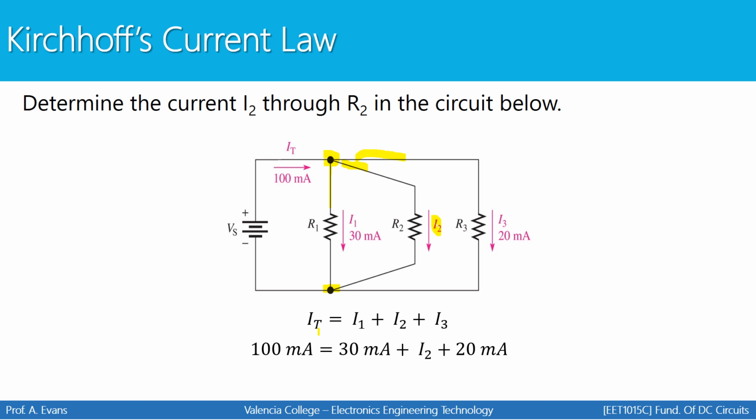Fill in what you know. We know that IT is 100 milliamps, I1 is 30 milliamps, and I3 is 20 milliamps, leaving us an equation we can solve to find I2. So I2 has to be 50 milliamps.